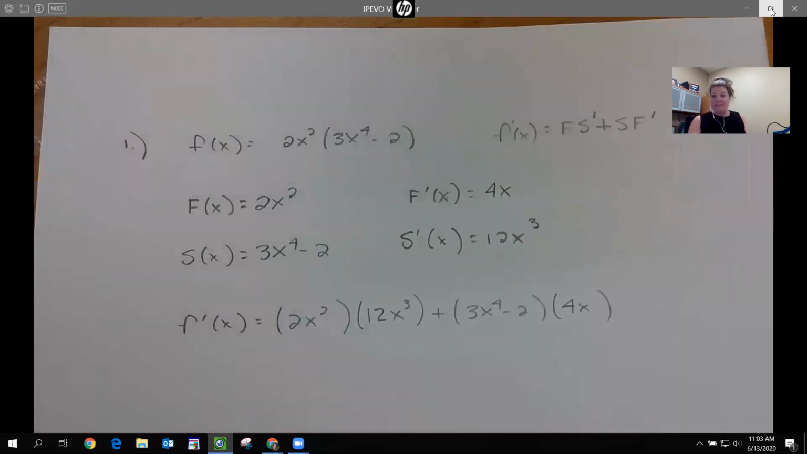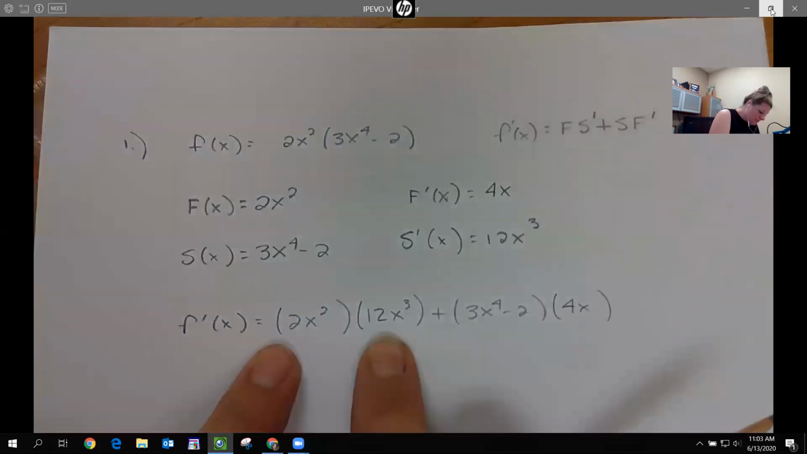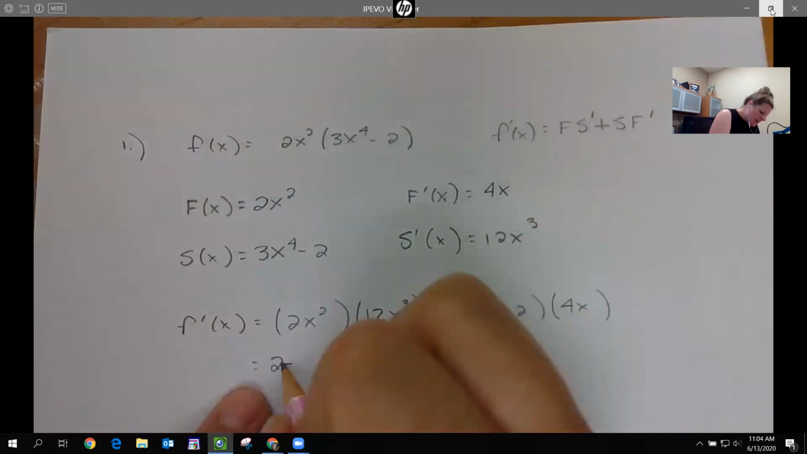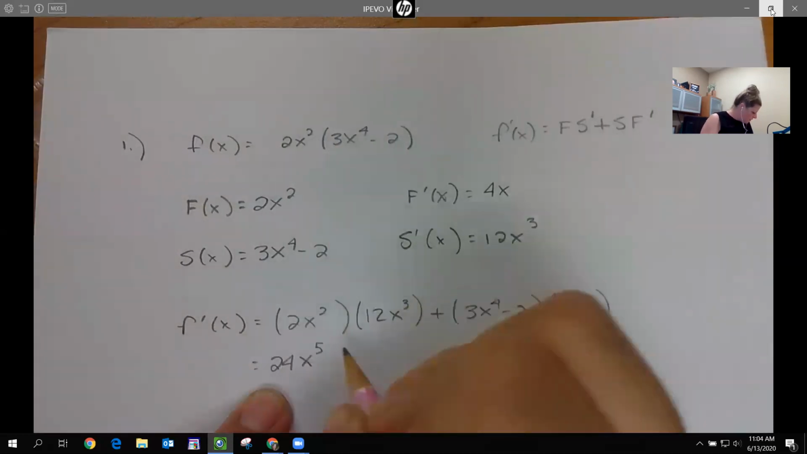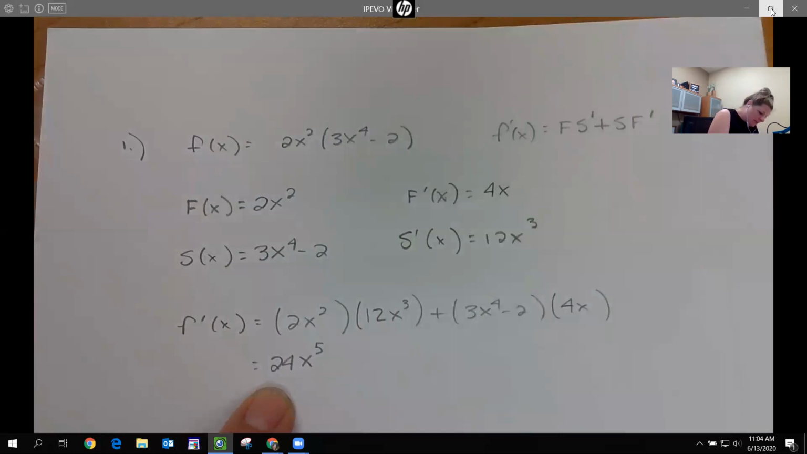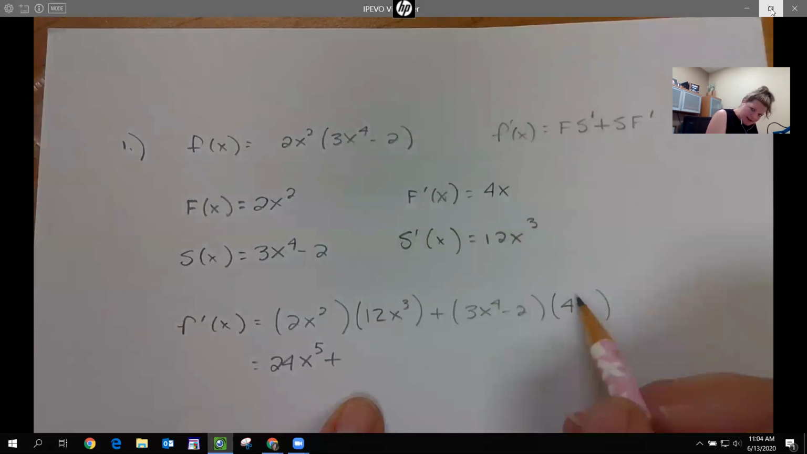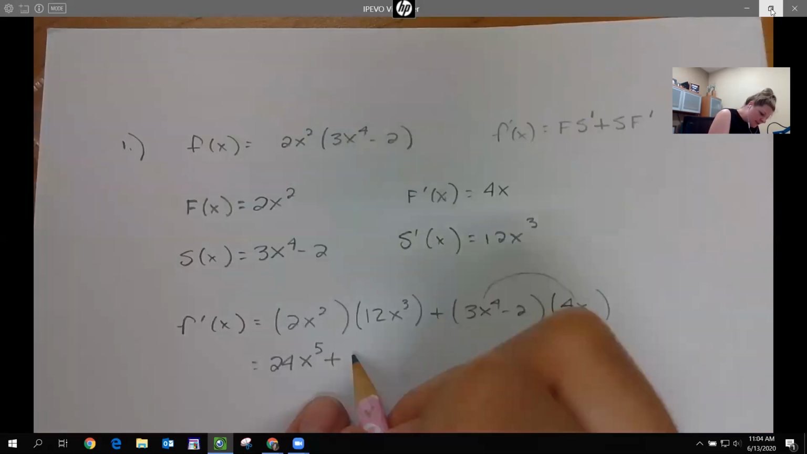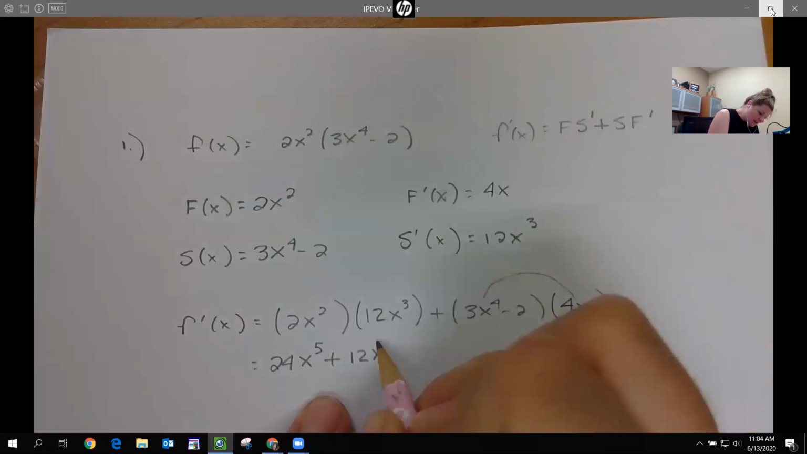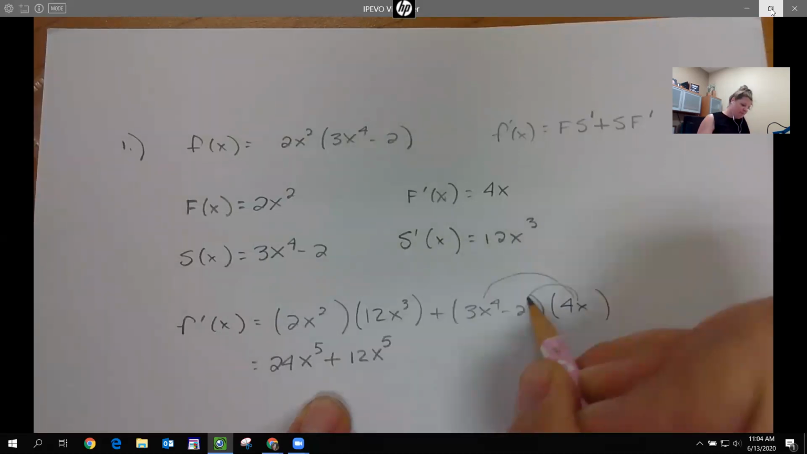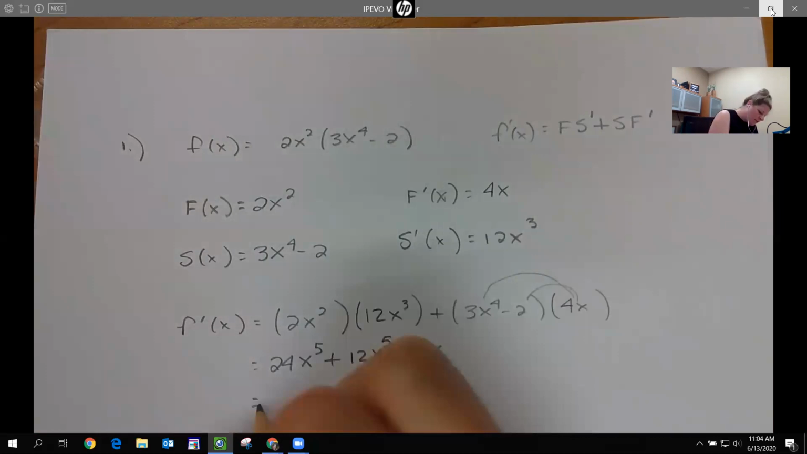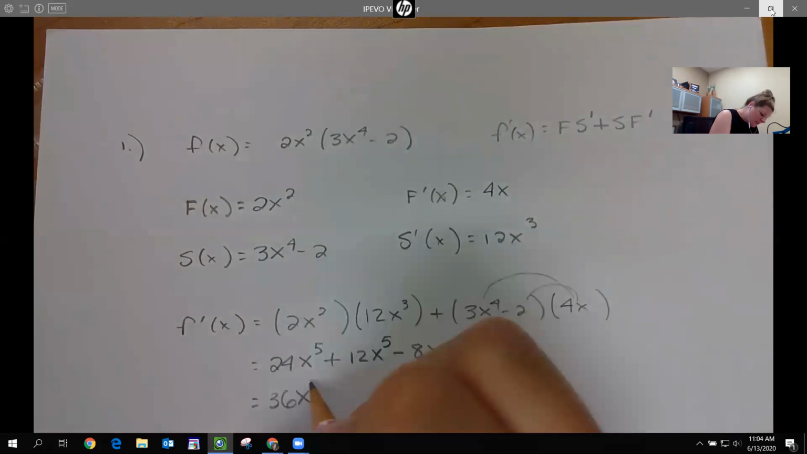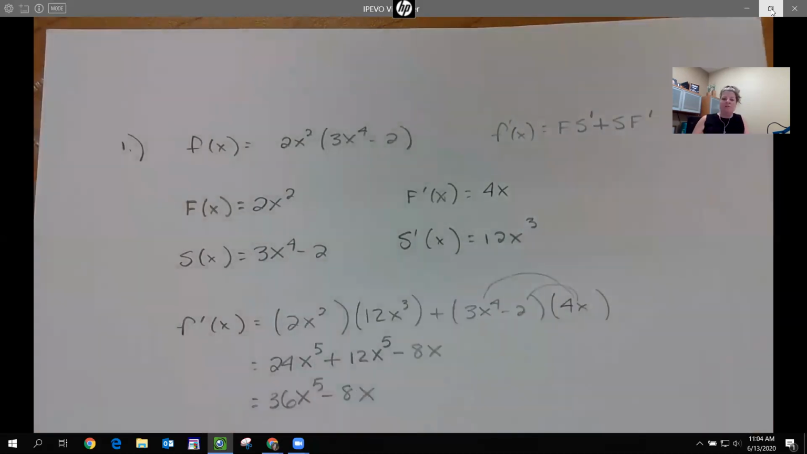Okay, then this is just simplifying. Let's multiply these two. 2 times 12 is 24. X to the third times x squared, add those exponents, and I'd get x to the fifth. So 24x to the 5th here. And then over here we have our plus. I like to think of the 4x being multiplied this way, just because that's the two terms. So 4x times 3x to the 4th would give me 12x to the 5th. 4x times 2 is a negative 8x. These have the same term, so what's 12 and 24 when we add them? That's going to be 36x to the 5th minus 8x. Done. There's our derivative.